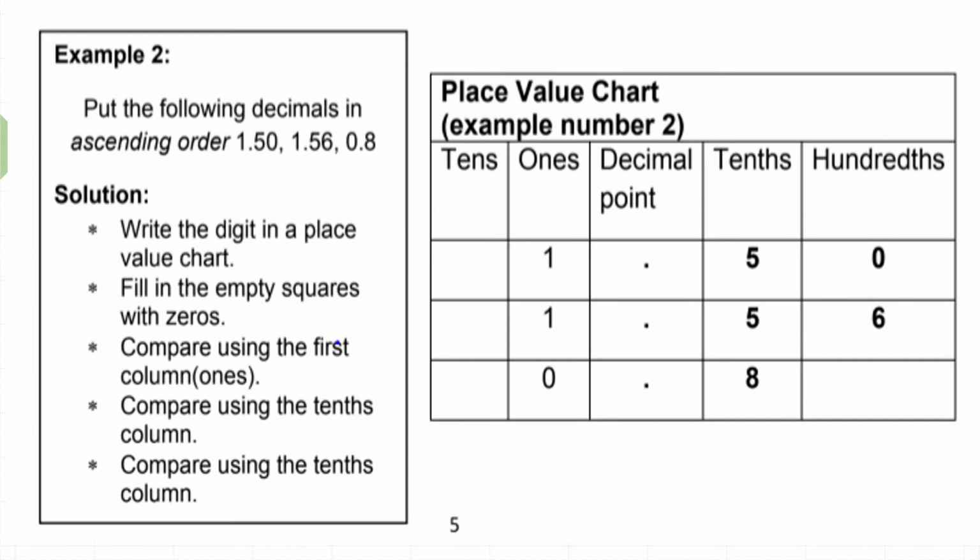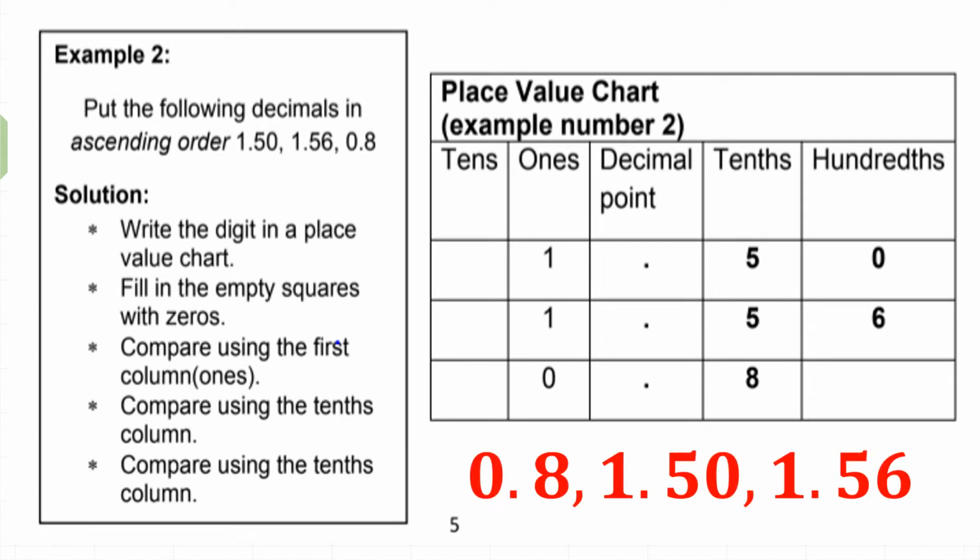To arrange this, using the first column, the ones, which one is the smallest? Of course, 8 tenths. So the first is 0.8. Second is 1.50. Then third is 1.56. Okay, so the greatest number here is 1.56.